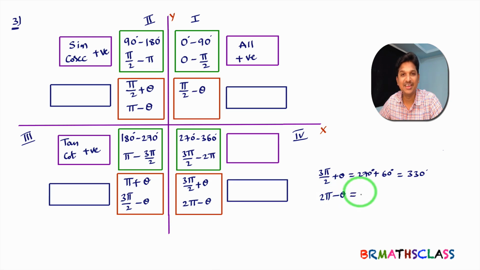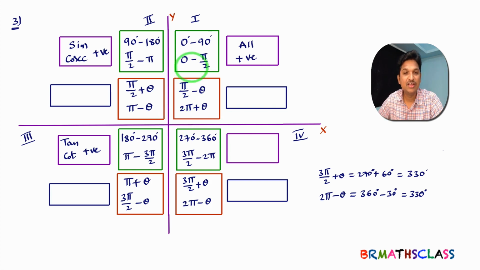2 pi minus theta. 2 pi is 360 degrees. Minus theta is any acute angle. You take theta as 30 degrees. 360 minus 30 degrees is 330 degrees. 330 degrees lies in fourth quadrant. What point you need to remember here? 2 pi minus theta lies in fourth quadrant. 3 pi by 2 plus theta lies in fourth quadrant. You need to memorize these things. Now you come here. 2 pi plus theta. This is important. 2 pi plus theta lies in first quadrant.